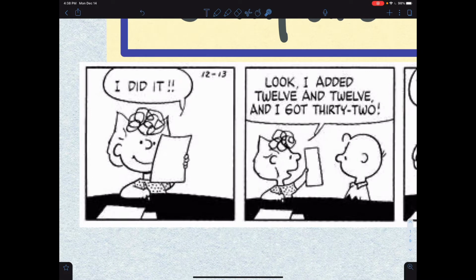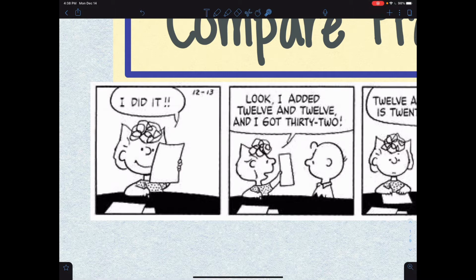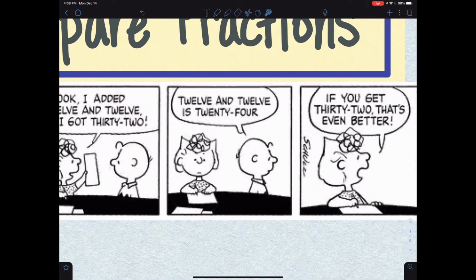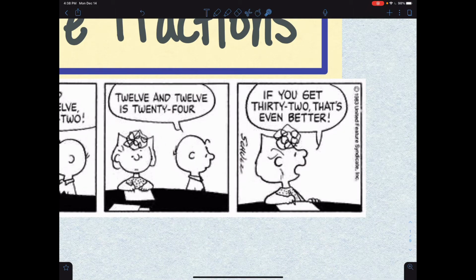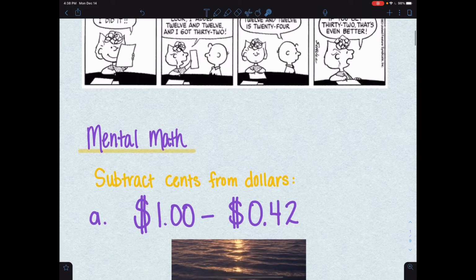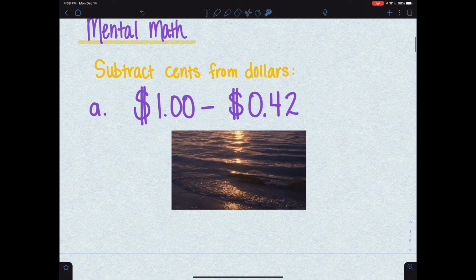Remember, these are the characters from Charlie Brown, right? And this is his sister. Oh, I can't remember what her name is, but she's looking at a piece of paper and she's saying, I did it. She says, look, I added 12 and 12 and I got 32. And Charlie Brown walks away and he's saying, 12 and 12 is 24. She said, if you get 32, that's even better. Well, I don't know if that's better. It's more, but I don't know if it's better because it's not correct, right? Okay, that's hilarious.